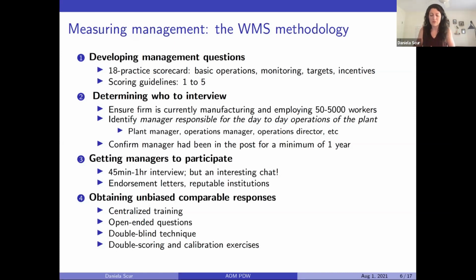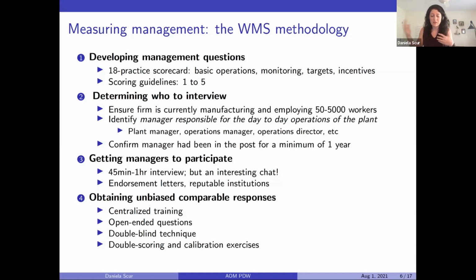We also have endorsement letters from reputable institutions, which helped with the credibility. And then finally, the last point of the methodology that I want to highlight is that we go through great lengths to try and get unbiased and comparable responses across countries. To do that, we have centralized training. It's the same set of people who have been training analysts for the past 18 years, which in itself is not that easy to do. But we have lots of manuals on how to train so that the training is very consistent. The questions are open-ended but structured.